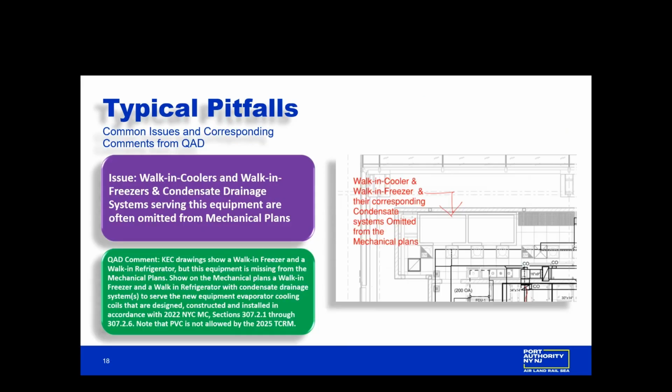Another common occurrence would be the condensate drainage systems, specifically for walk-in coolers and walk-in freezers. Even though it's cold inside, the code does require the condensate drainage system be provided for the evaporator coil within the walk-in appliance. You can see the code citation that we would do, and we'd also throw in there that note about the PVC, that it's not allowed. So you have to design accordingly. Next slide.